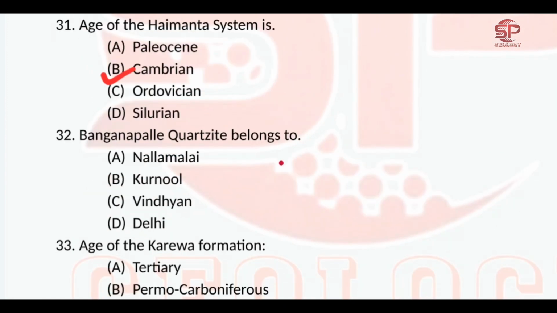Nagari quartzite belongs to Kurnool group. It is a formation that belongs to the Kurnool group. It is deposited above the Kadapa supergroup.